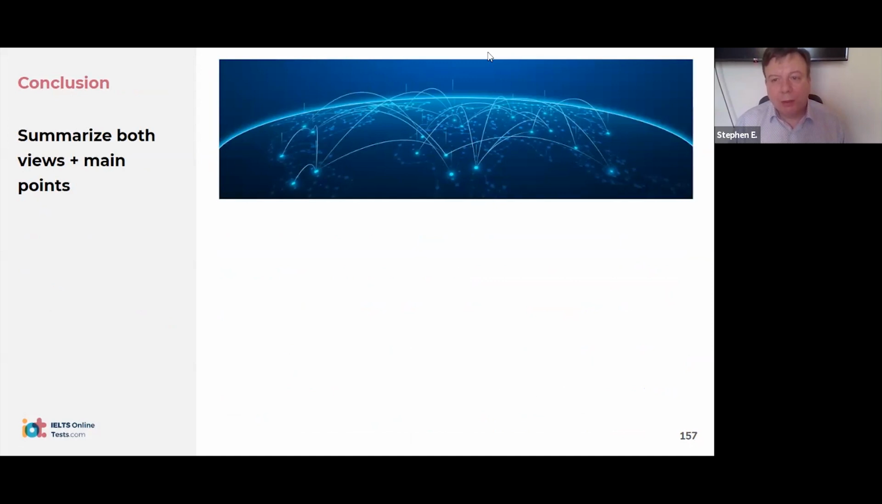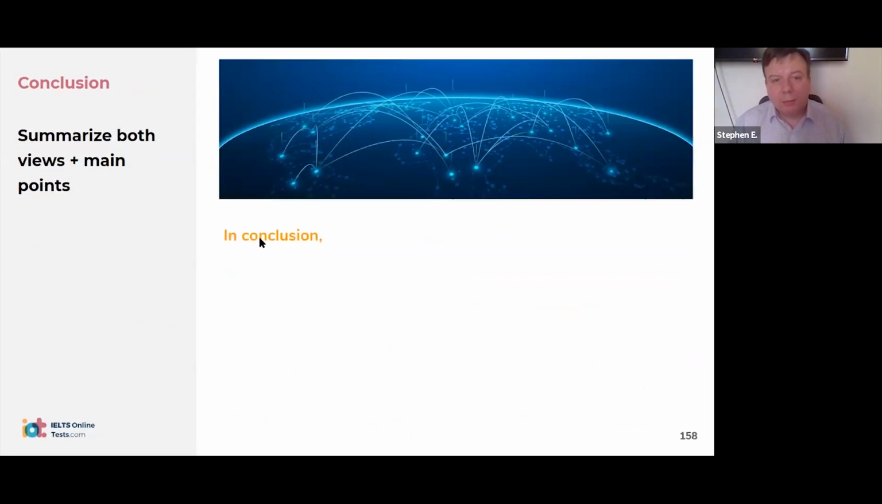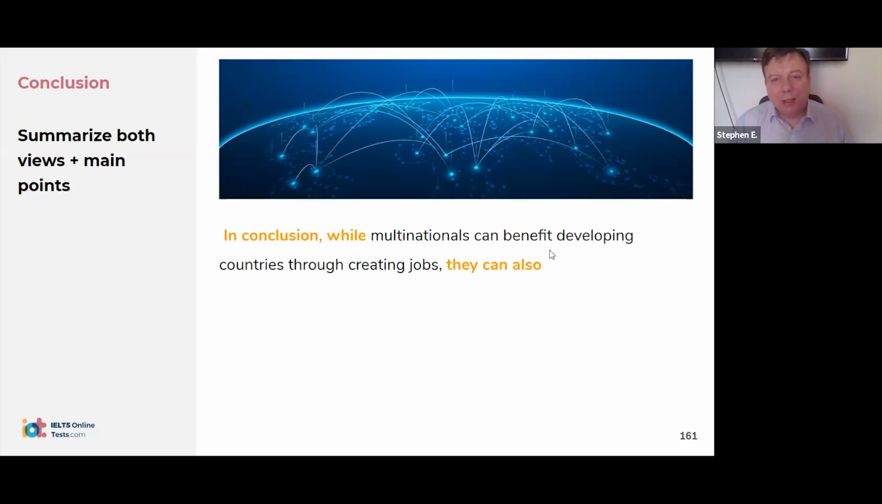Just move this chat box so I can see. Right. Yeah, Patchy, that's fine. So in conclusion, yeah, you could also use to sum up. While multinationals can benefit developing countries by creating jobs, they can also threaten local businesses. Give opinion.